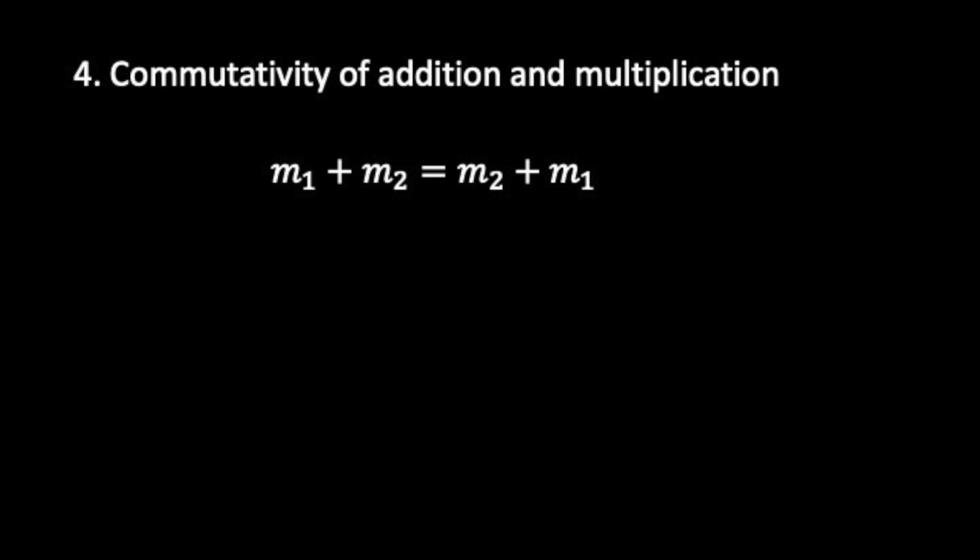The same applies to the multiplication of metacomplex numbers. M1 times M2 is equal to M2 times M1. Here too, the order of operations is inconsequential. Thus, the multiplication of metacomplex numbers is also commutative.